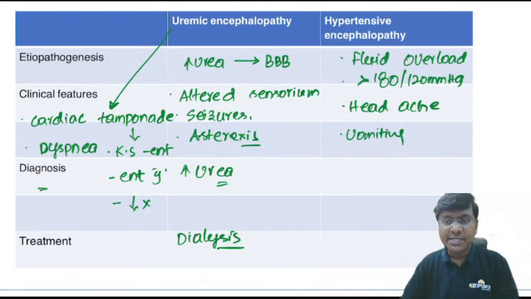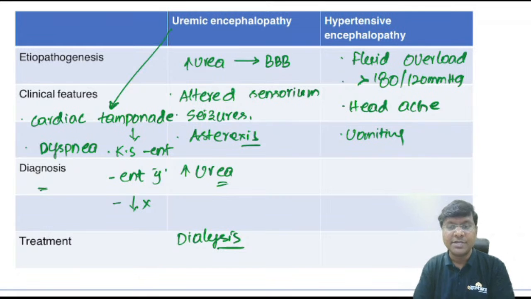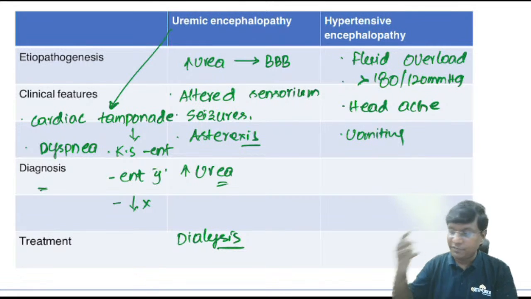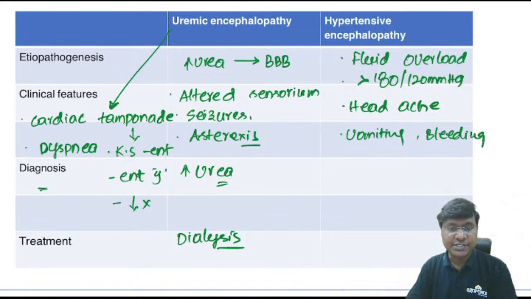Excessive vomiting. Okay, and you will notice that there is posterior reversible encephalopathy syndrome, and there is also bleeding in the back of the eye, right? There can also be bleeding in the back of the eye. So this will be the presentation in case of hypertensive encephalopathy. And how will you diagnose?